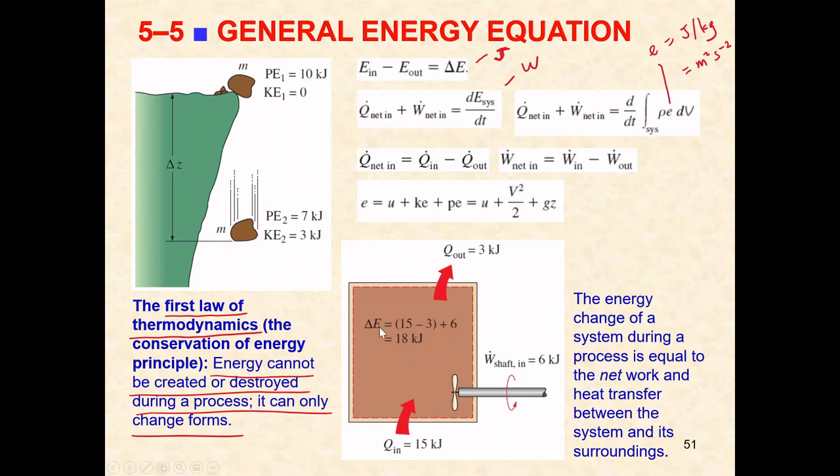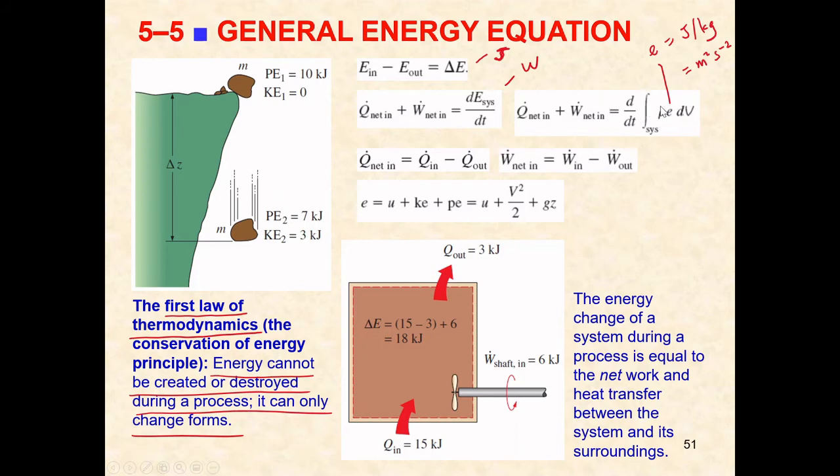As I said, the change of energy is in joules, and if you take the joule divided by time, you get watts. So the rate of energy change in the system is equal to the net heat transfer to the system plus the net work done on the system. The change of energy in the system with time, we can convert into this form.